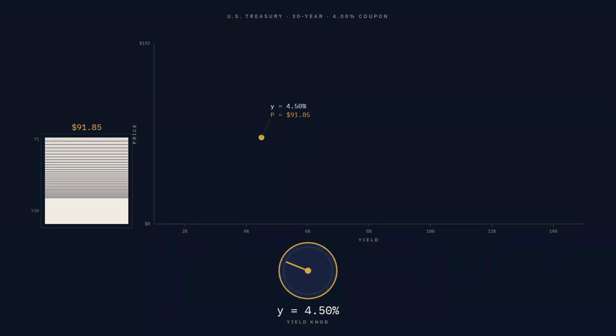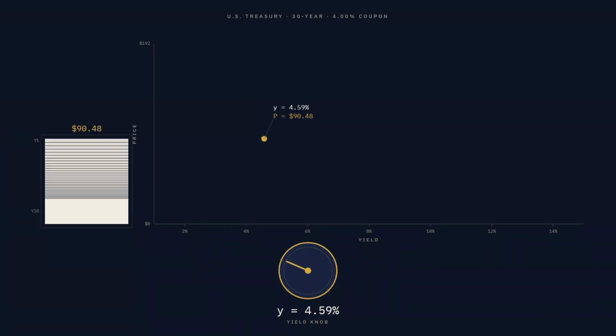Watch what happens when I turn the knob up by a hair, when yields rise just slightly, from 4.5 toward 5. Every rung of the ladder shrinks, but not equally. Year 1's rung shrinks barely a hair, while year 30's rung shrinks noticeably. The further out in time the cash flow is, the harder it shrinks under the higher yield, and that uneven shrinkage is the secret of the entire video.